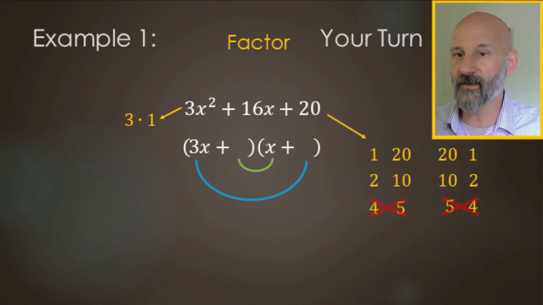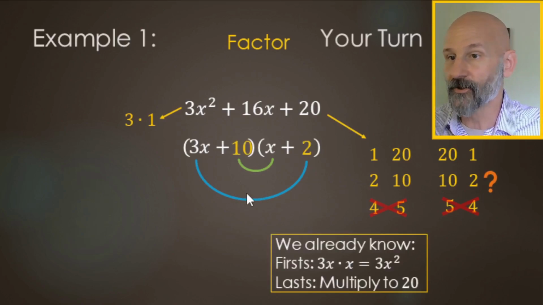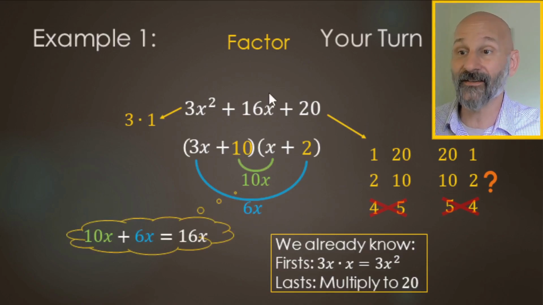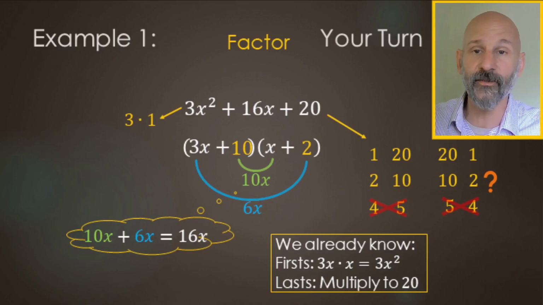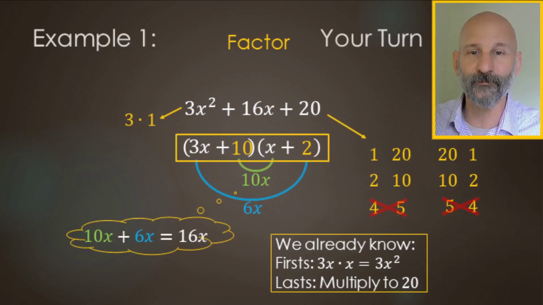Okay, so next up, let's try another one. Let's try 10 and 2. Okay, so there's 10 and 2 there. So we already know first and last are good, so we're checking outers and inners. So 3x times 2 is 6x, 10 times x is 10x, and 10x plus 6x does indeed make 16x. So there's our answer there.